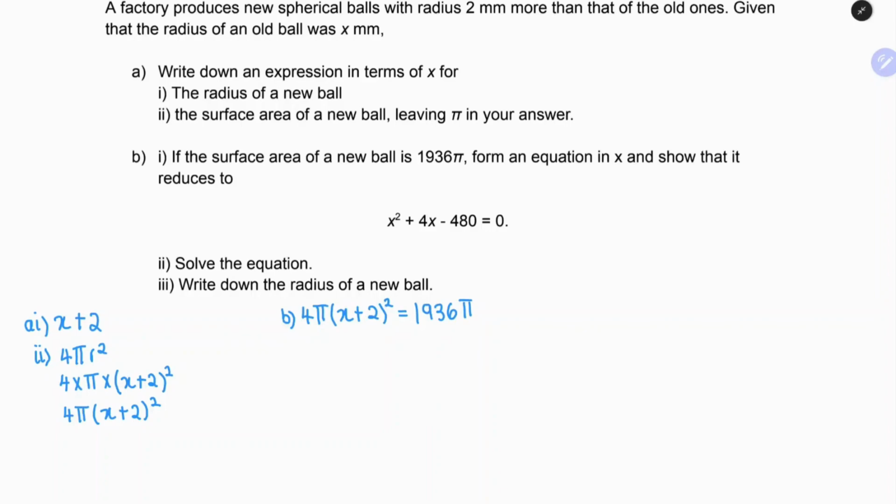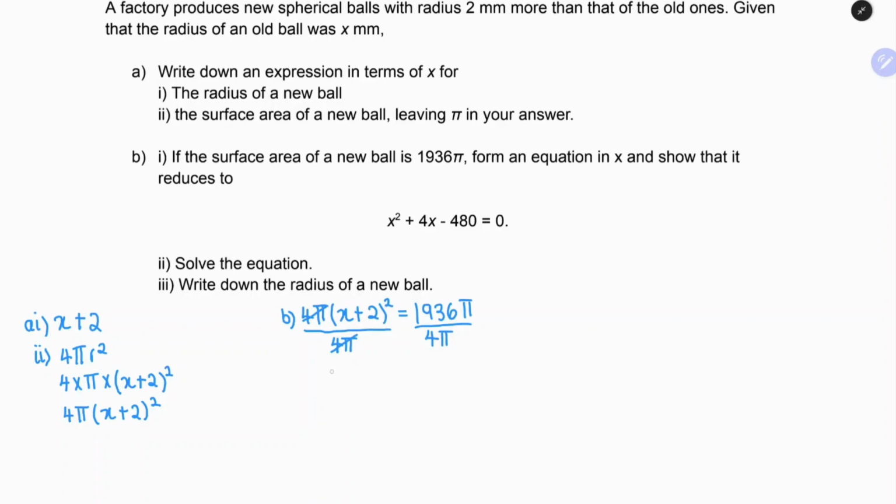So here I've already formed some sort of equation. But now what I want to remain with is this x squared. I don't need the pi. I want to remove the pi. So immediately, looking at this, I can take away 4 pi. How am I going to take away 4 pi? I can just divide both sides by 4 pi. 4 pi would cancel 4 pi.